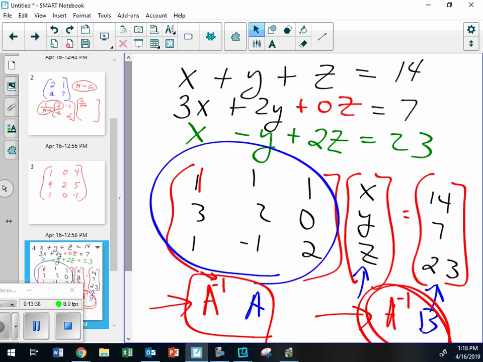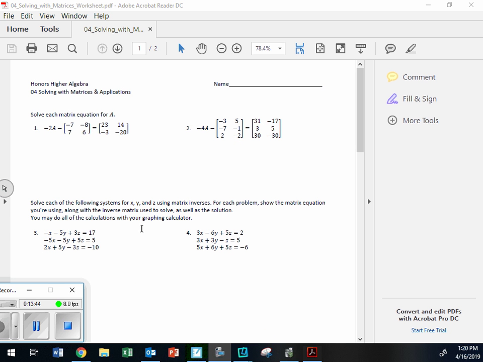All right, so let's look at tonight's homework and show you which parts to do and which parts to skip. I'm going to pause for a second. All right, so here's our worksheet. You may skip number 2.